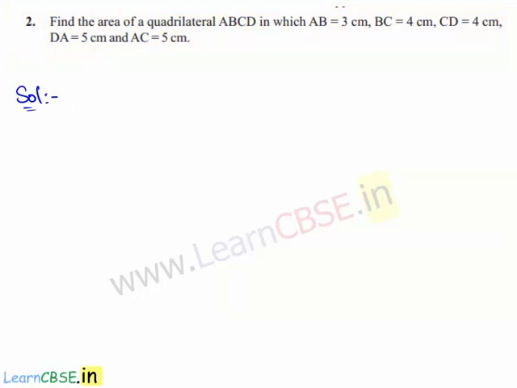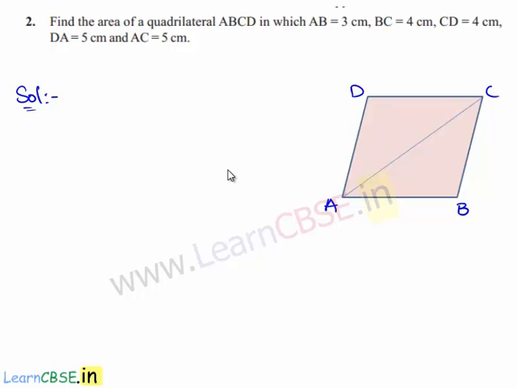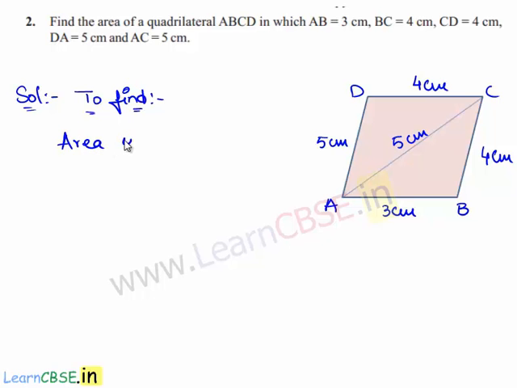So we shall first consider a quadrilateral. So now we shall name the quadrilateral, that is A, B, C and D. So given in the question, AB is equal to 3 centimeters, BC is equal to 4 centimeters, CD is equal to 4 centimeters and AD is equal to 5 centimeters. Also given AC is equal to 5 centimeters, which is the diagonal of the quadrilateral ABCD. So now we need to find the area of quadrilateral ABCD.